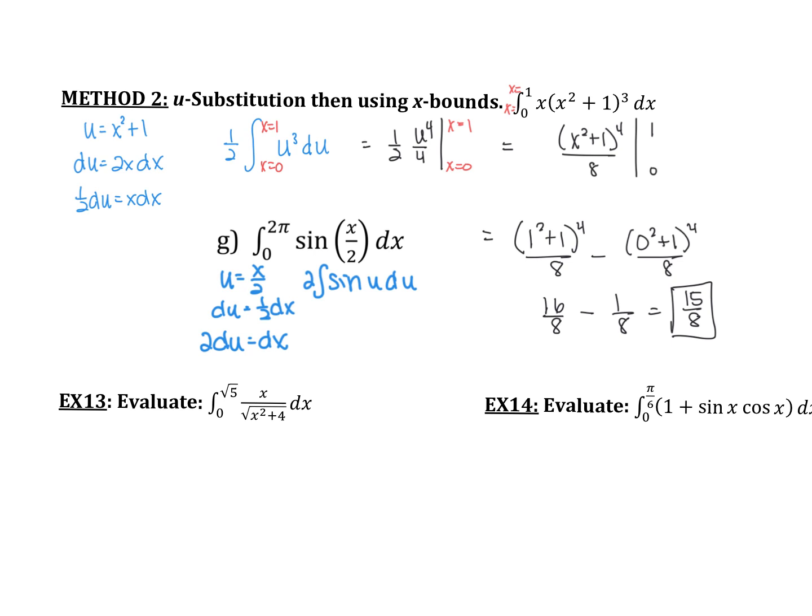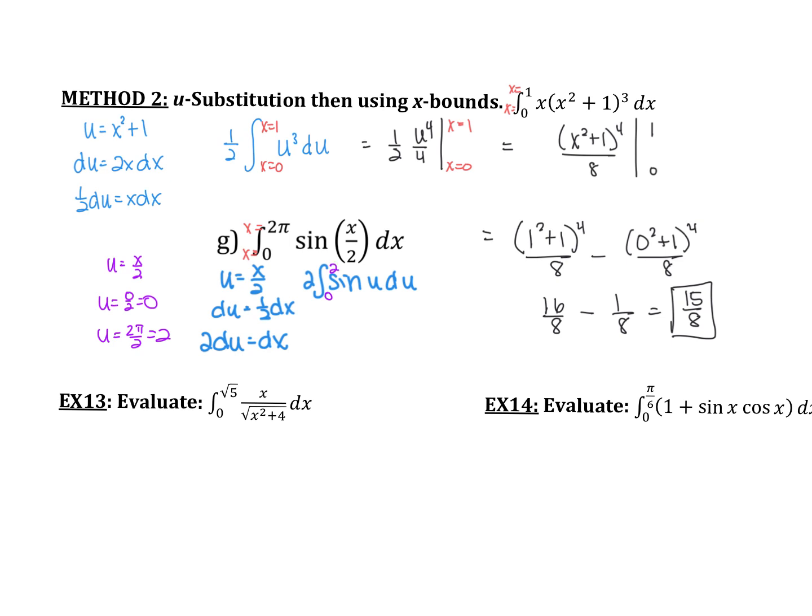Watch. Knowing that those bounds that we have from 0 to 2 pi are x bounds, if I leave my integral in terms of u and I make a substitution, knowing that u is equal to x over 2, when x is 0, u is equal to 0 over 2. I'm going to put a 0 for my lower bound. And then when u is equal to x over 2 and I use 2 pi, I would get 2 pi over 2, which is equal to pi.